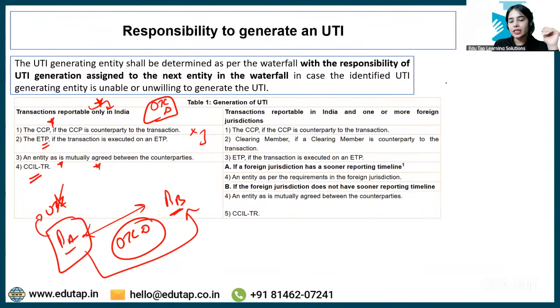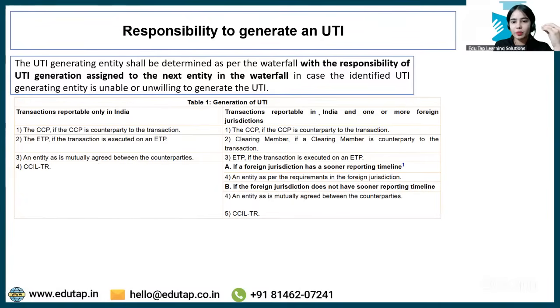But let's say that the transaction is happening between Kavya and John. Kavya is of India, John is of US. Or the transaction is happening between Bank of India and Bank of US. So Bank of India is of India, Bank of US is of US. So if the transaction is reportable in India as well as in another foreign jurisdiction, in this case, the CCP, central counterparty, will have to generate the UTI.